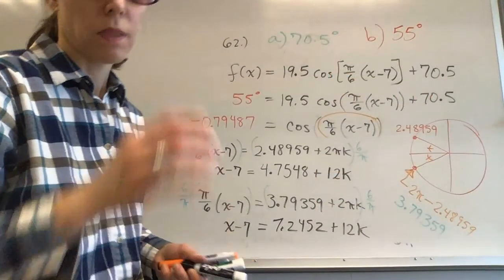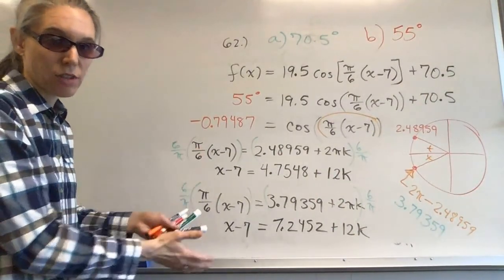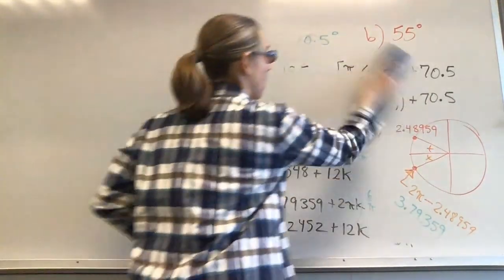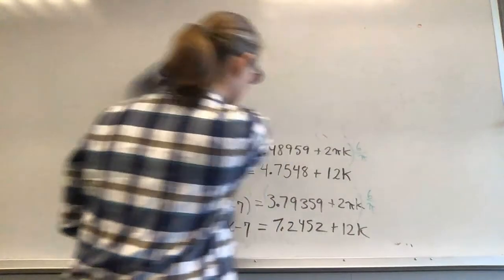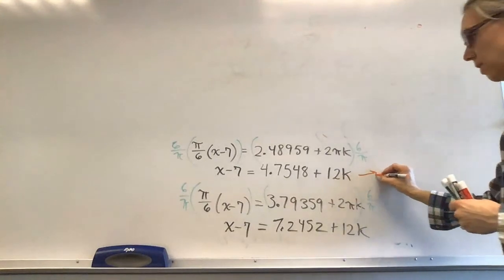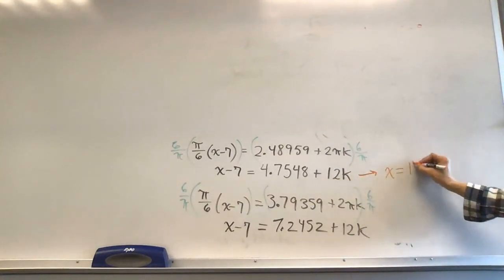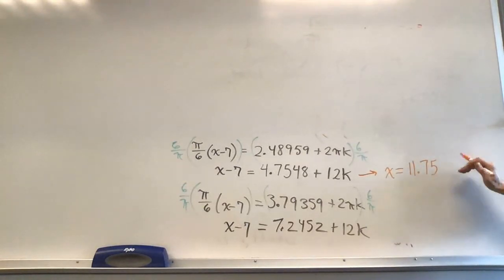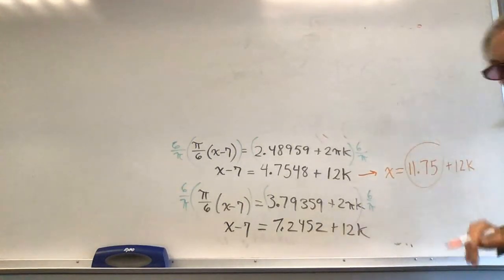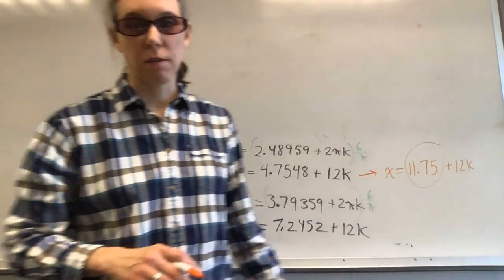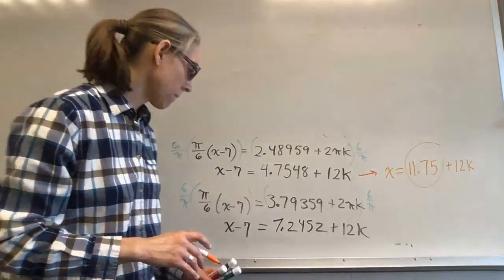Very close to the end here. Okay, so now we just have to add 7 onto these values. Let me erase up here. If you add 7, we have x is equal to 11.75. I'm going to keep that number because I could add plus 12k, but this number right here is close to December, 3/4 of the way through November.